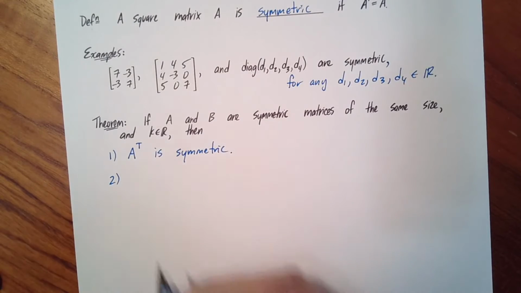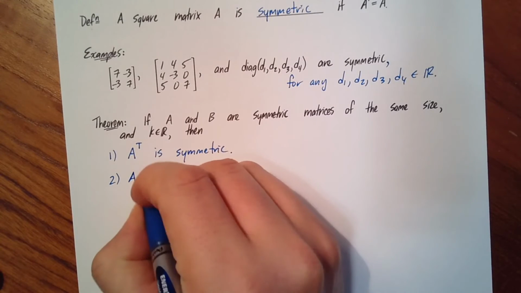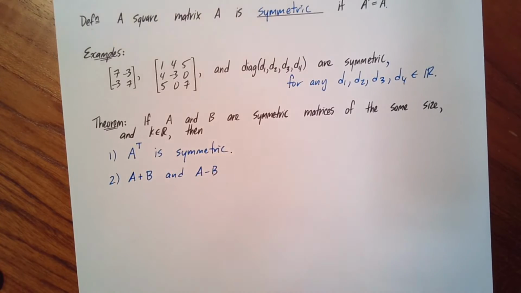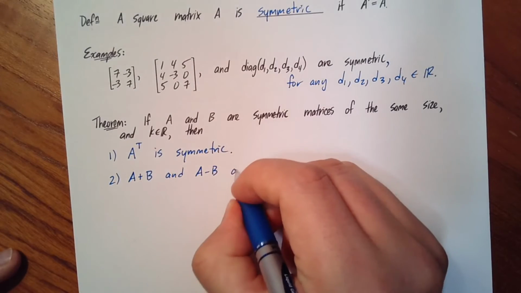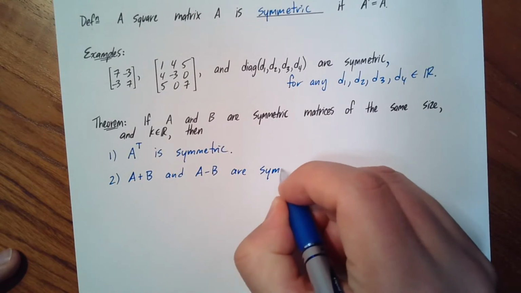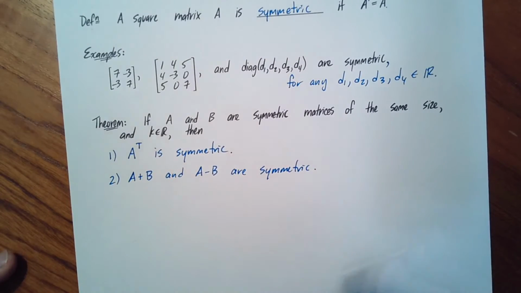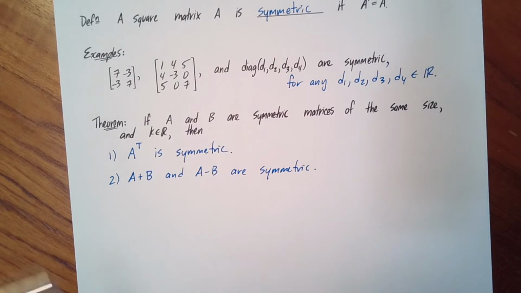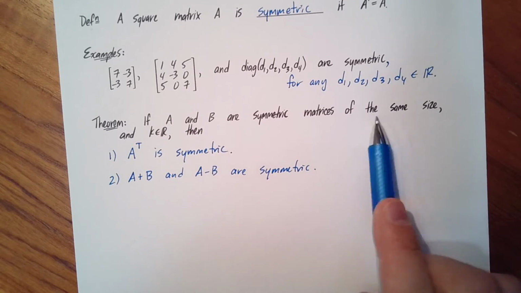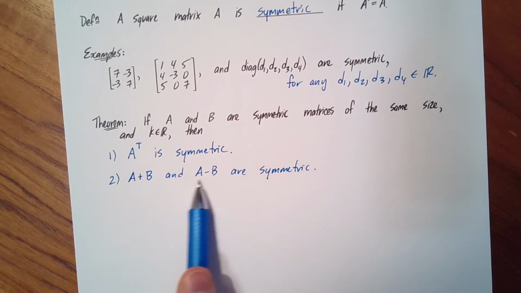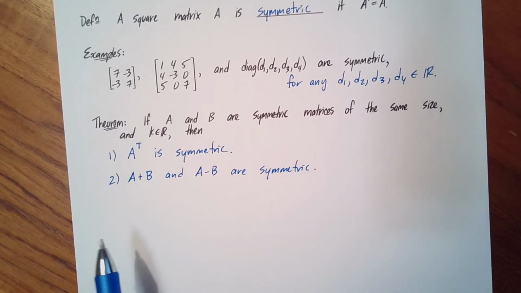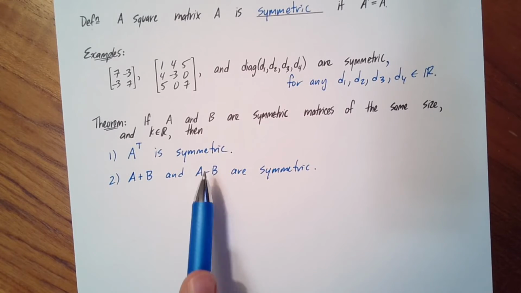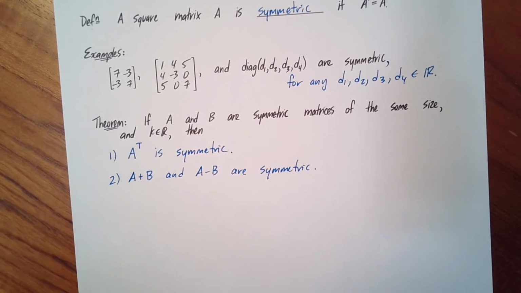The next thing we'll say, these ones have a little more substance to them. A plus B and A minus B are also symmetric. That's under the assumption that both A and B were already known to be symmetric, and of course they were the same size. Why do we need them to be the same size? So that these two expressions are defined. So if A and B are symmetric and you add them together, the result is going to be symmetric. If you subtract them, the result is going to be symmetric.